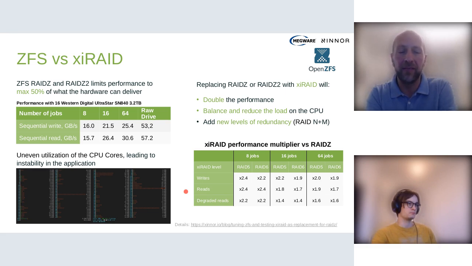By replacing the RAID engine within ZFS with our xiRAID, what we can see is 2 times better sequential performance and a much more balanced load among the CPU cores. And also we can add a higher level of protection because we support not just RAID 5 and 6, but any RAID level you might think about.